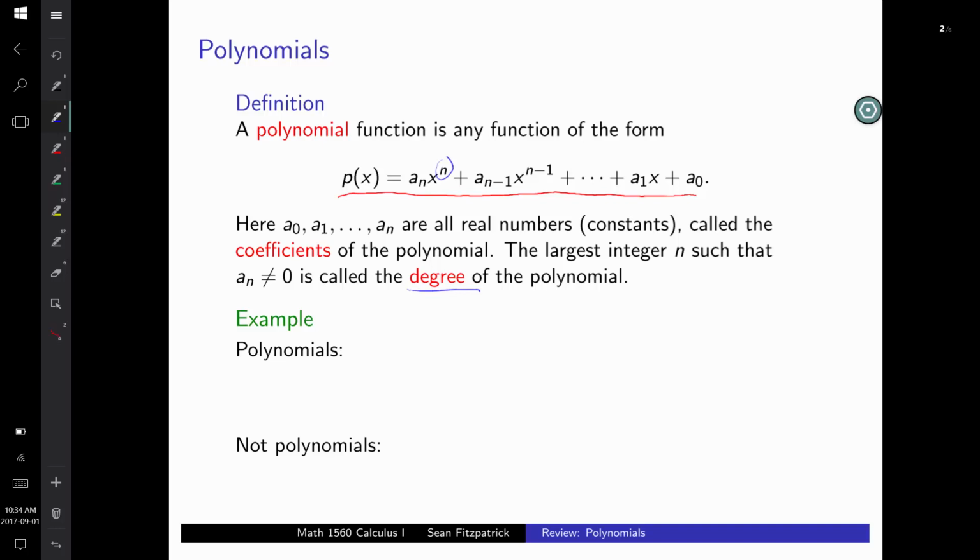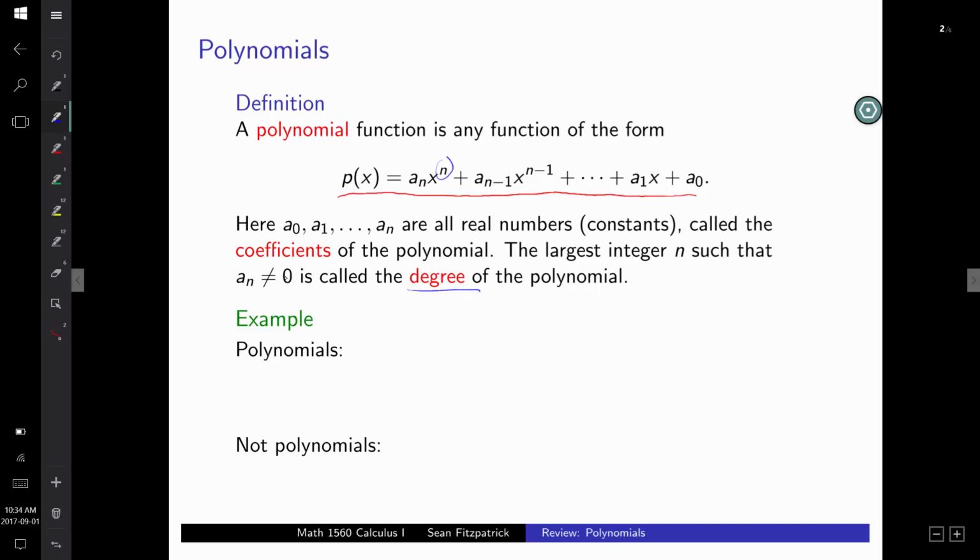Okay, so every polynomial is basically constructed by first writing down some powers of x. Then you multiply each of those powers of x by some constant, and then you add all those guys together. This gives you a polynomial, okay?